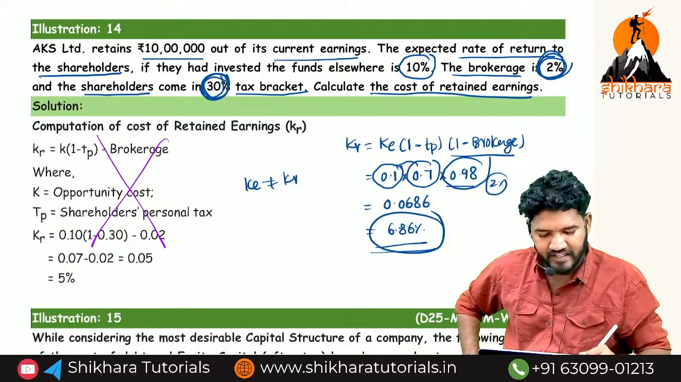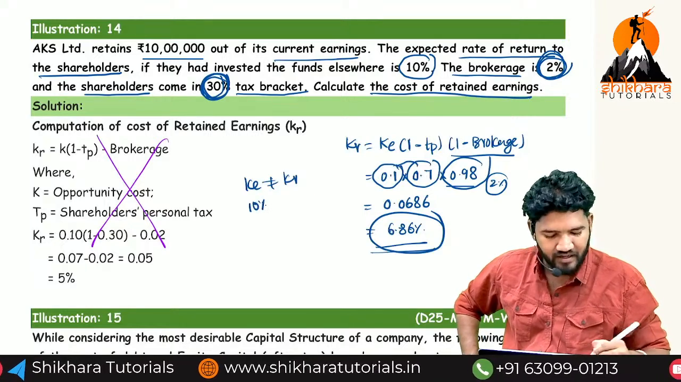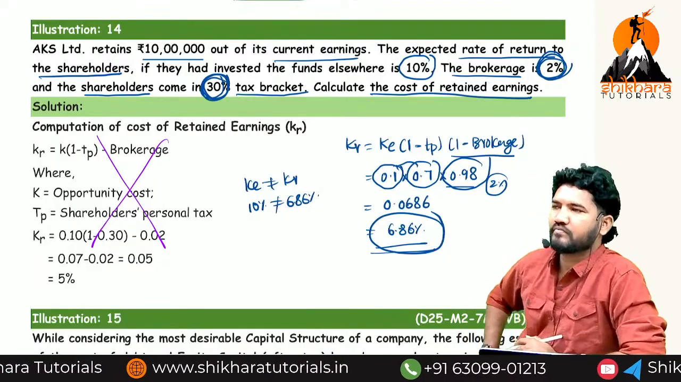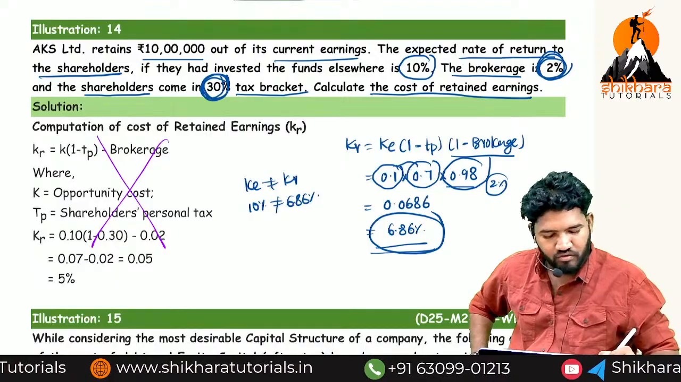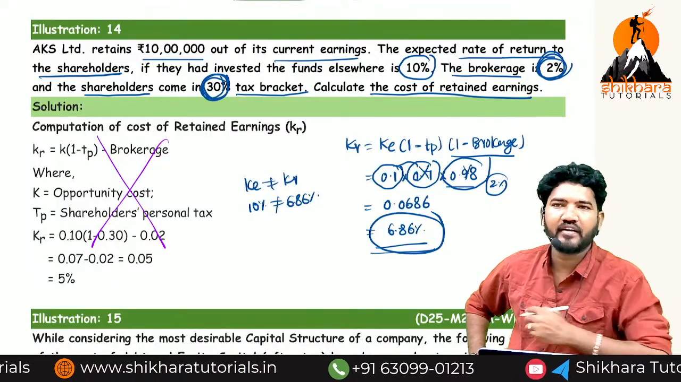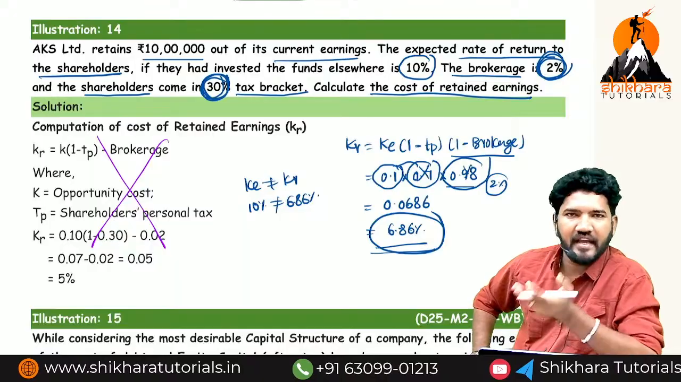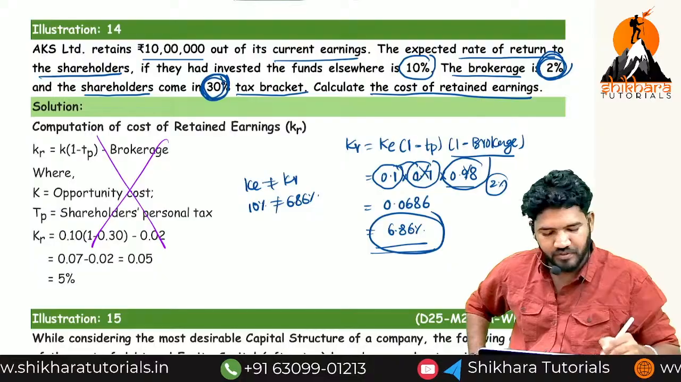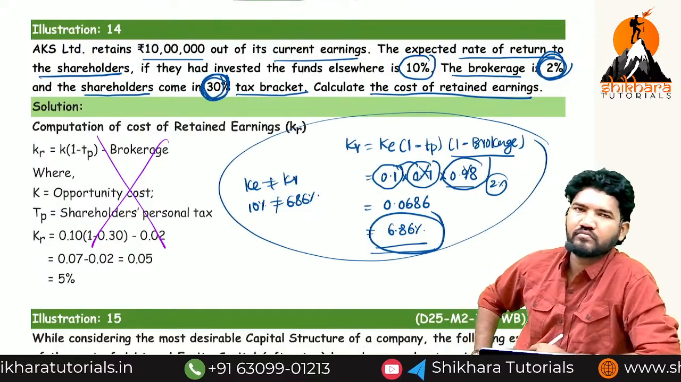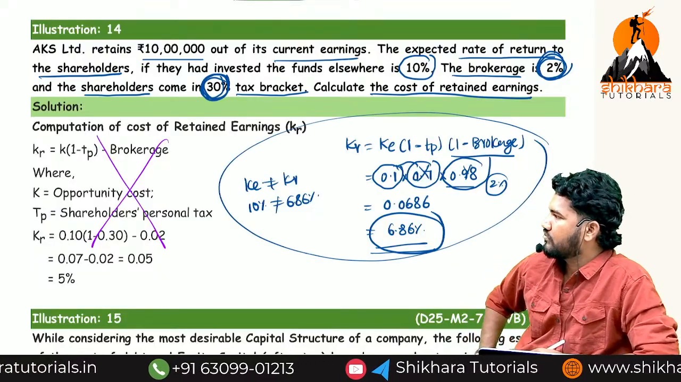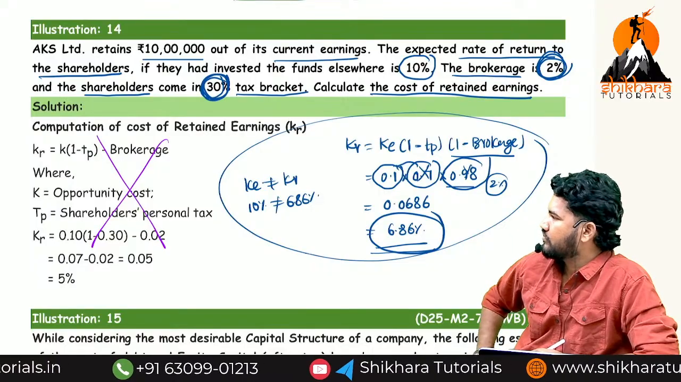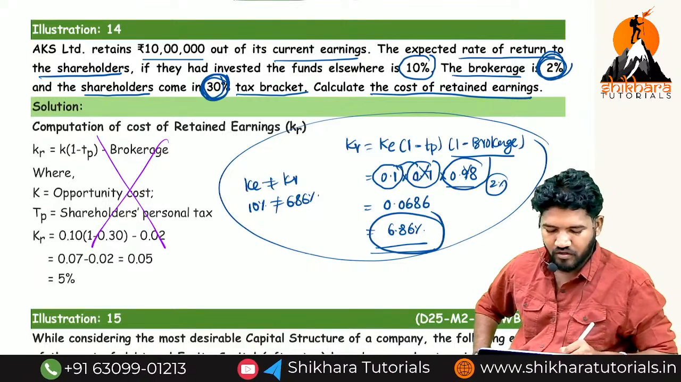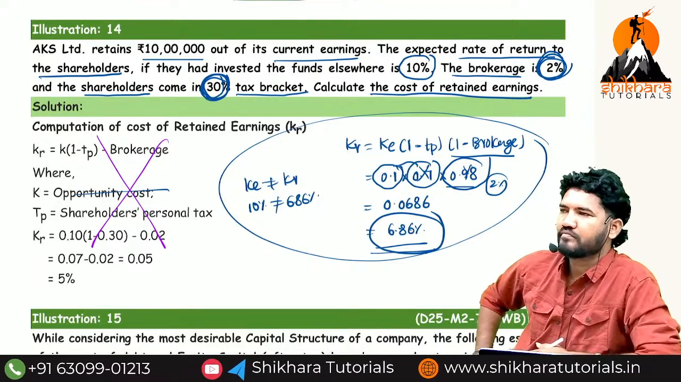Why? KE is 10%, KR is 6.86%. That's why I said not equal. Are you okay? Now if there is no personal tax and no brokerage, at that time KR is 10%, KE also 10%. Are you okay? Now dump this answer. Strike it off. Don't follow this calculation formula. It was wrongly placed.